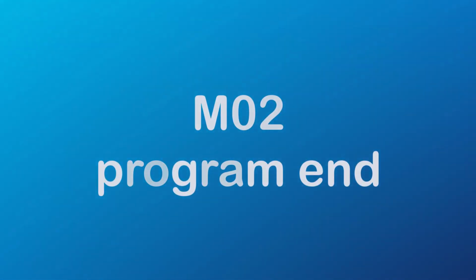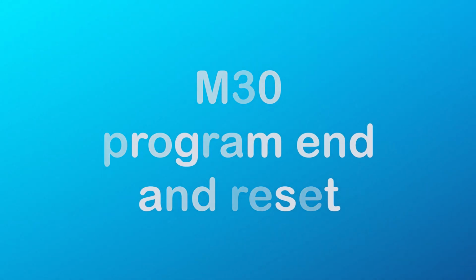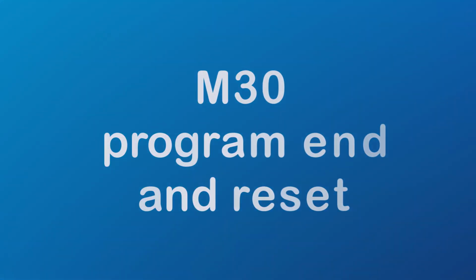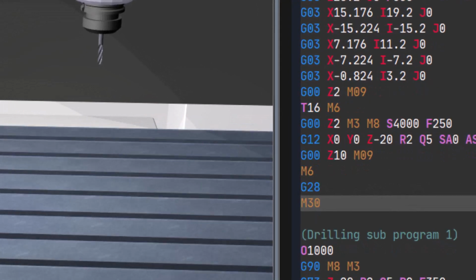M02 is a program end. It marks the end of the main program. Lastly, M30 also marks the end of the program, and it resets the program to the start as well. This is typically used at the end of the main program.